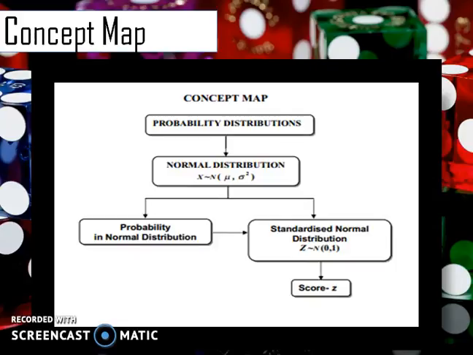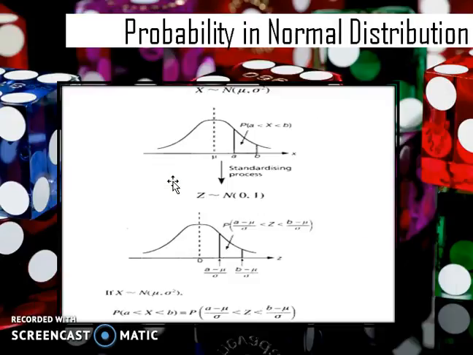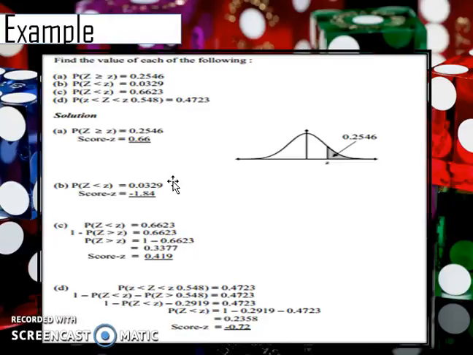Now we go to the normal distribution. This is basically what a normal distribution looks like. And here is the example of normal distribution. For this kind of question, we need to refer to the Z-score table, which we will continue in the next week.